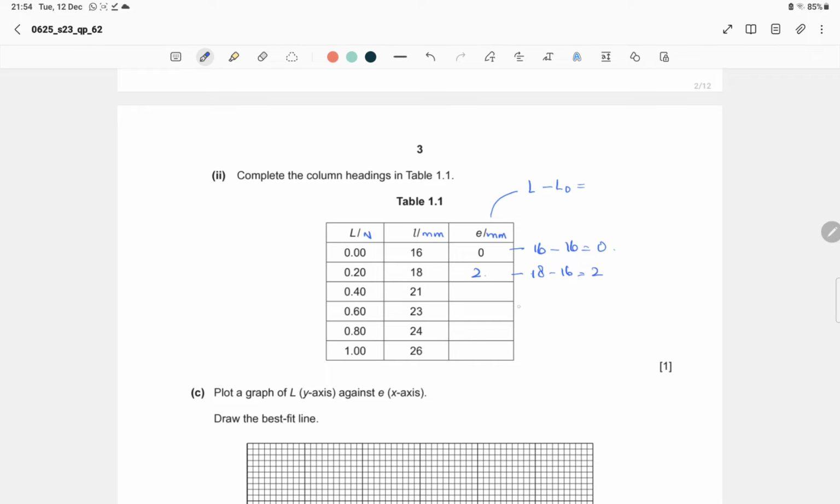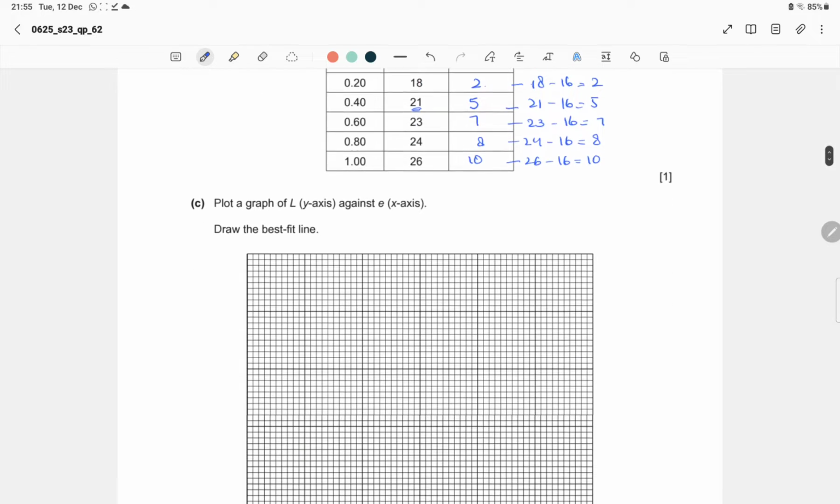Now moving ahead, it's going to be 21 minus 16, which is 5, so this is going to be 5 millimeters. 23 minus 16 is going to be 7. 24 minus 16, which is the original length subtracted, is going to be 8, and in the last it's going to be 26 minus 16, which is 10. So I will be putting 10 over here.